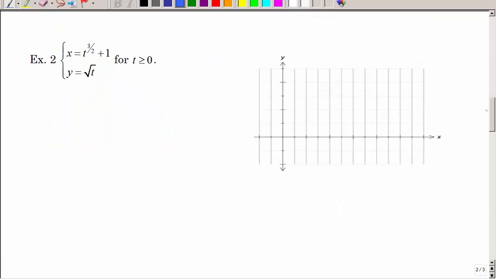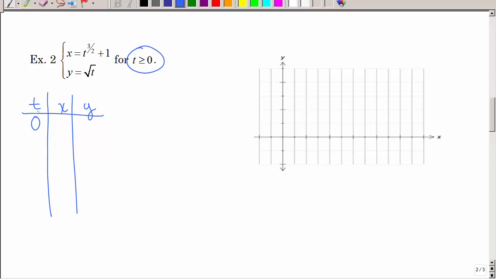Let's do the second one. We want to graph it, indicate its orientation, and then eliminate the parameter. You do not have to do it in any particular order. I like to graph it first. Again, my independent variable t, and then x, and then y. Okay, so look at here. t can be as small as 0 and then keep going. So I could just randomly pick some numbers greater than 0, that's okay.